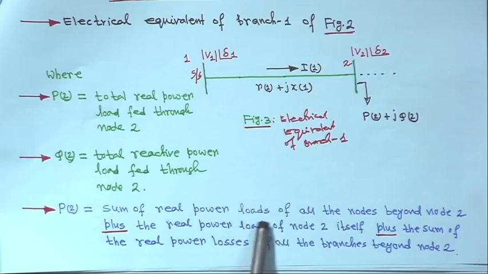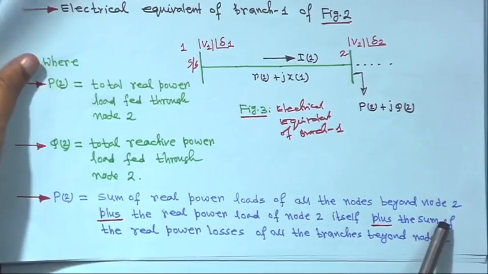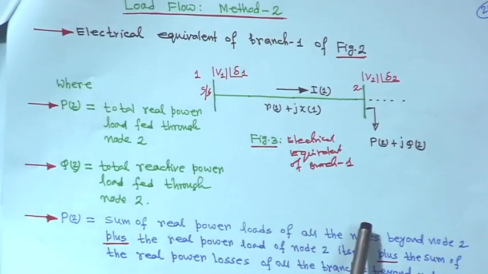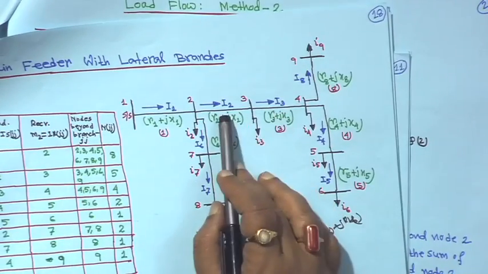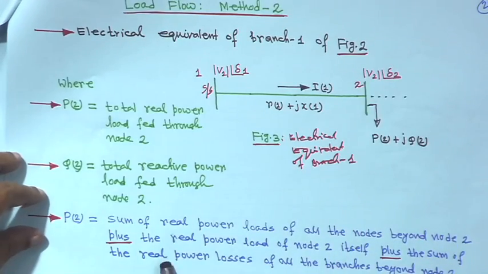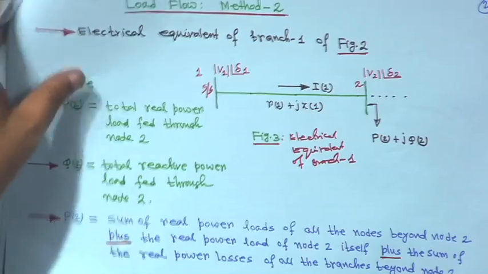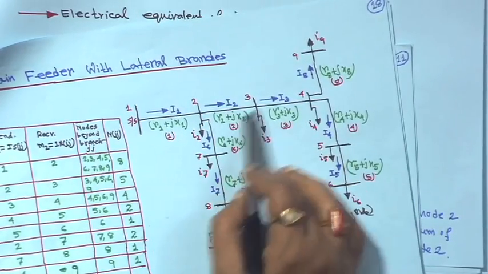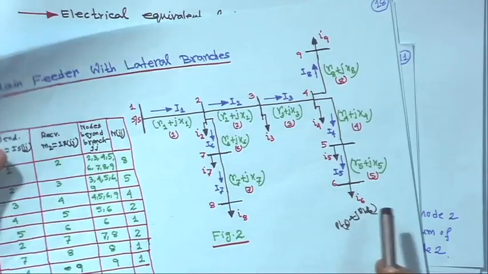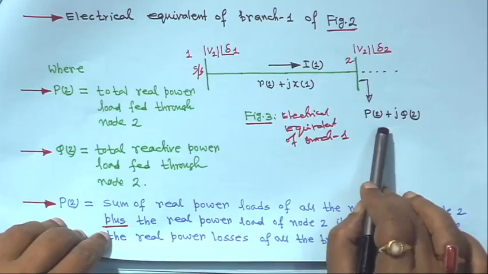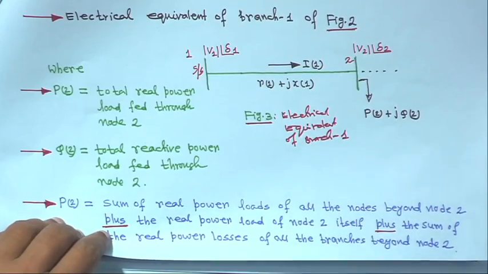So, that is why it is the sum of the real power loads of all the nodes beyond node 2 plus the real power load of node 2 itself, plus you have to add the branch losses of this branch, this branch, this one, this one and this one. So, in general, plus the sum of the real power losses of all branches beyond node 2, that means whatever branches are there beyond node 2, you have to add their real power losses, right. So, this is actually the total load fed through node 2. How to compute the losses will come later.